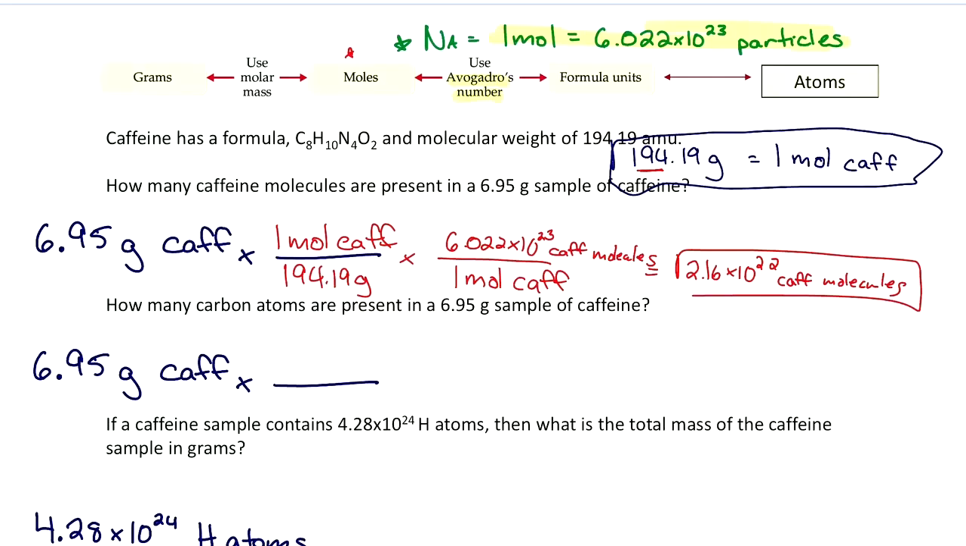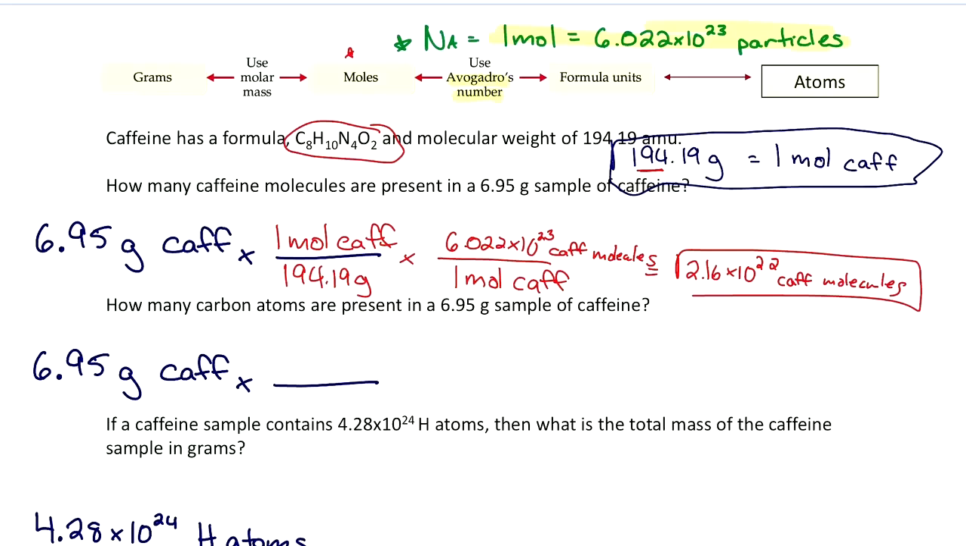So each, if we counted every single caffeine molecule, remember caffeine has this formula. Those are the atoms that are actually bonded together. If we counted each of those particles, we would get that 7 gram mass. So this next question is kind of similar.